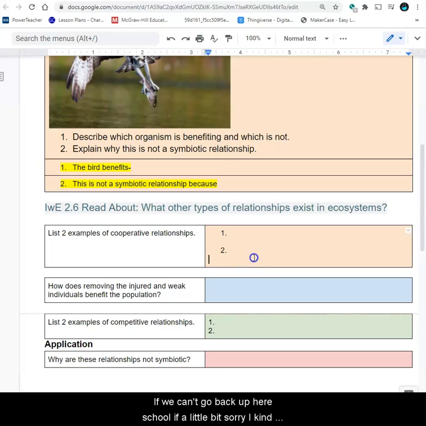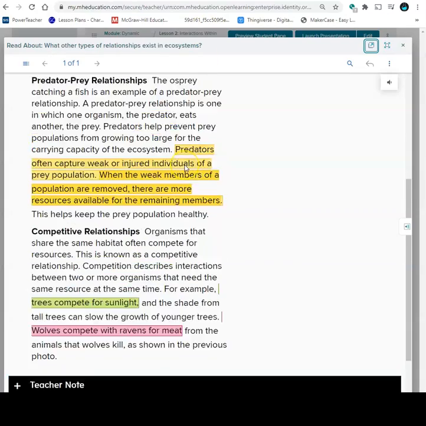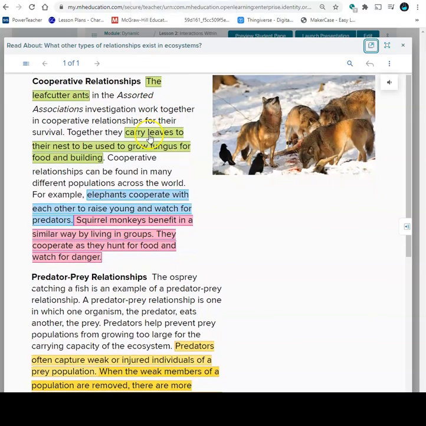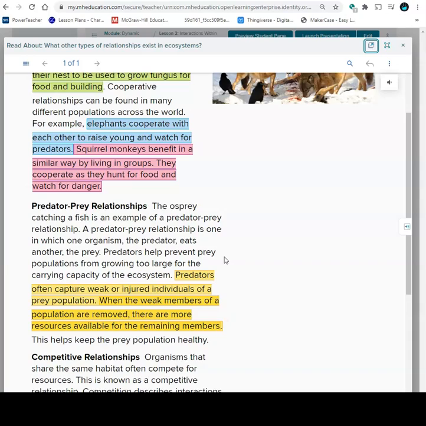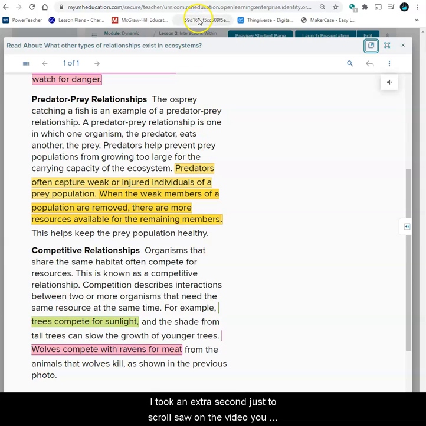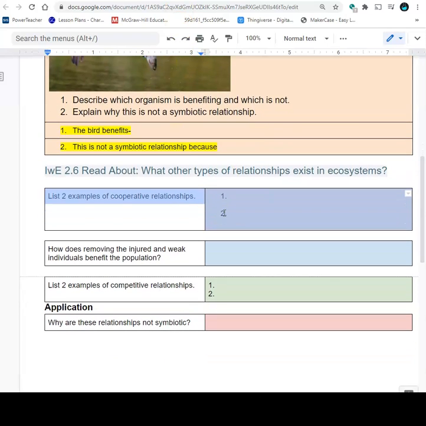And if we go back up here, scroll up a little bit, sorry, I'm going out of order. Two examples of cooperative relationships are highlighted up here, where the elephants cooperate to raise the young, and squirrel monkeys cooperate together in living in groups, and they cooperate by hunting together. I took an extra second just to scroll, so on the video you could see those answers and have an extra opportunity to write those down. And again, sorry for going out of order.